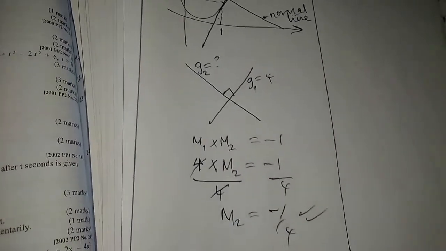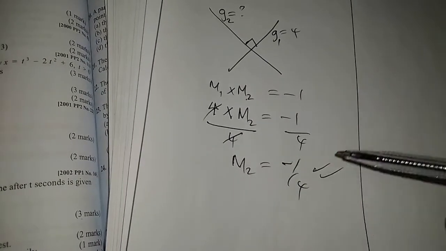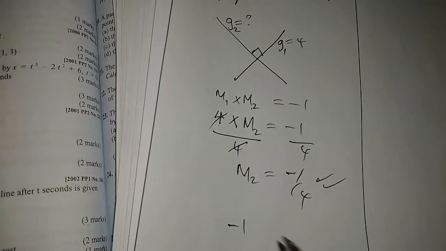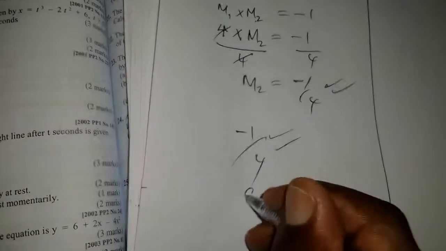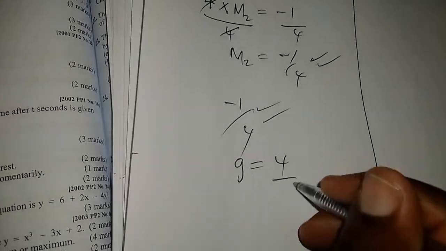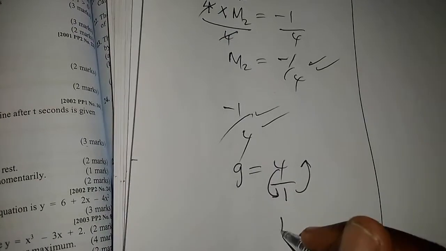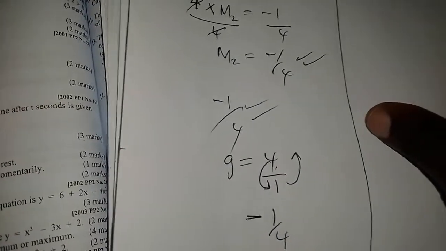Most students who are familiar with this area will not even want to go through all this. They just take negative 1, then put it over 4 to get the final answer. They take the gradient of the tangent, which is 4, and put it over 1. Then they find the reciprocal, and they get 1 over 4. Then they change the sign to negative. It was positive. Very good.